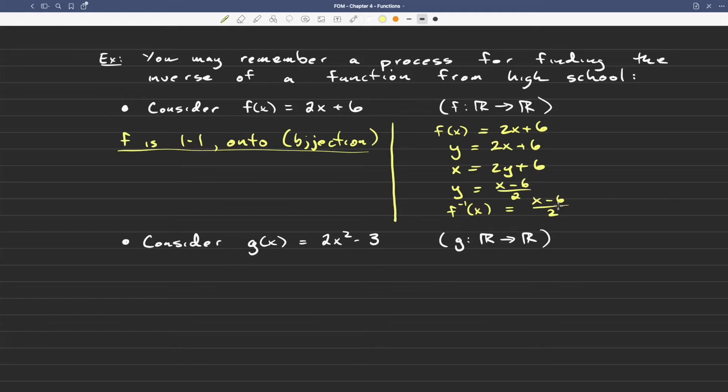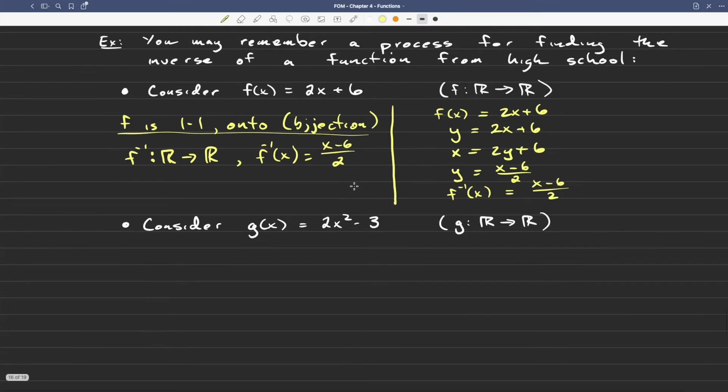And the fact that we didn't run into any weirdness in solving for y in this process tells me that I actually do get an inverse. And so it turns out that f inverse here is a function from the reals to the reals. And it's defined by this equation, f inverse of x is equal to x minus 6 over 2.